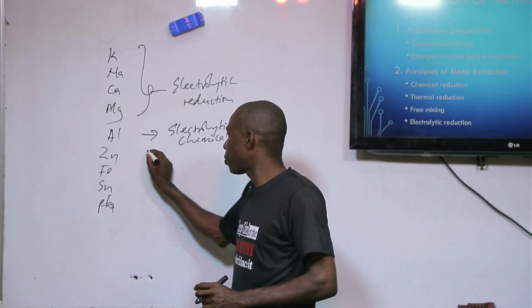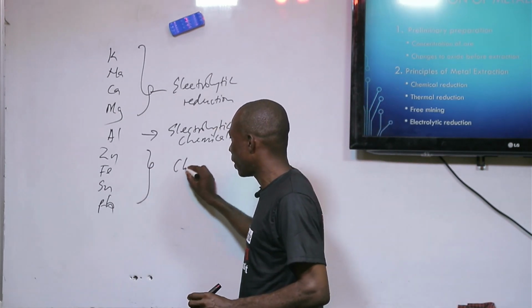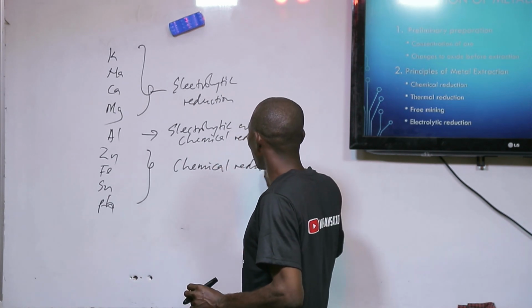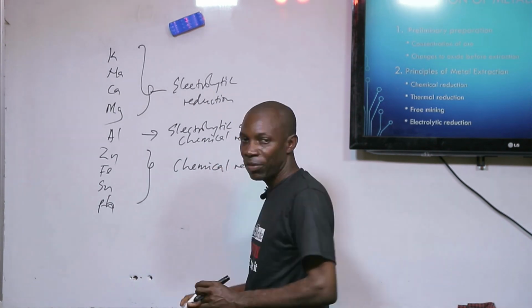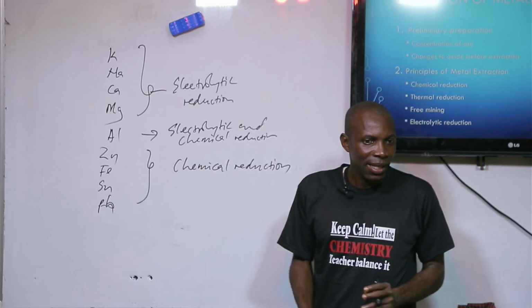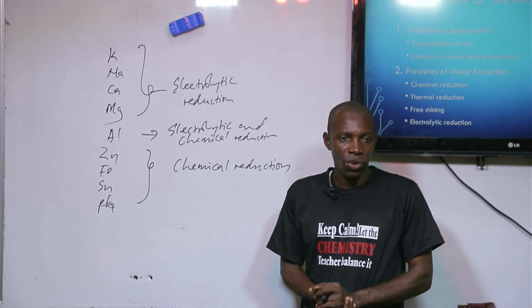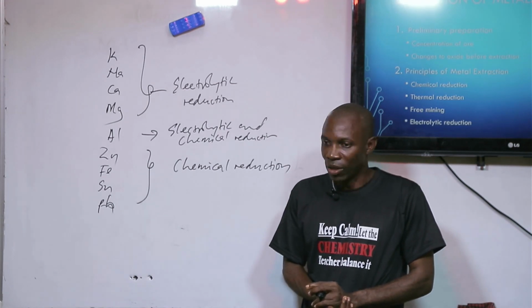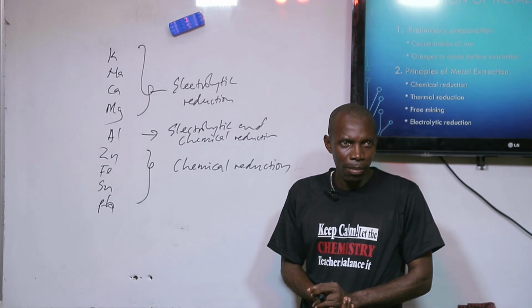So these ones will be by what? Chemical reduction. Some metals can also be obtained by what? Free mining. Something like what? Gold. Because gold and what? Silver. Because they are the noble metals.